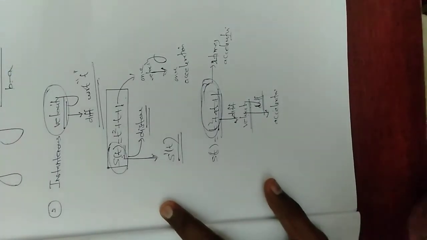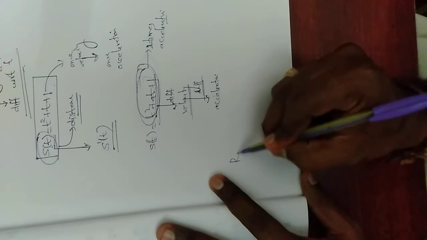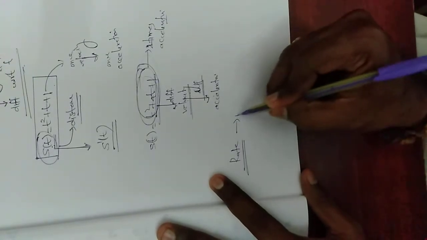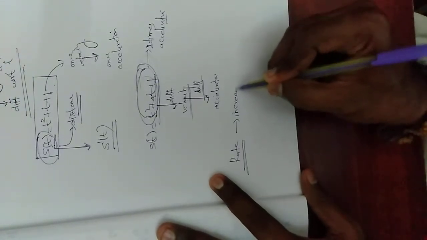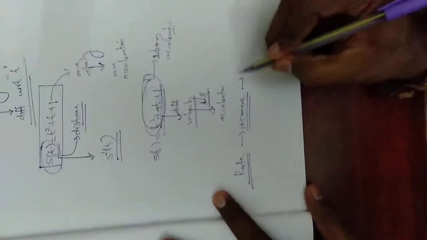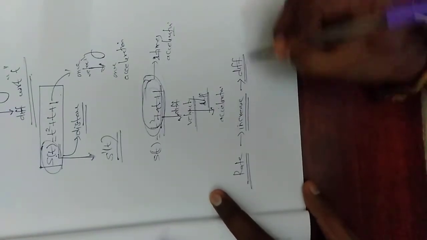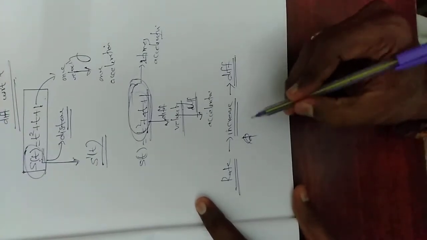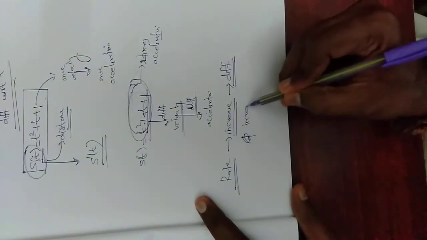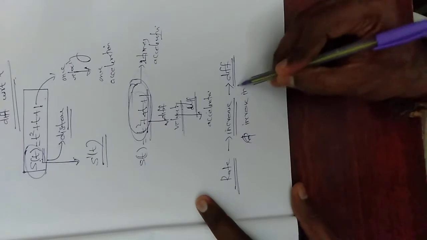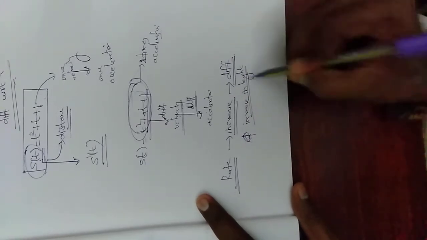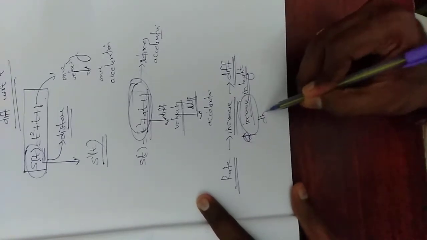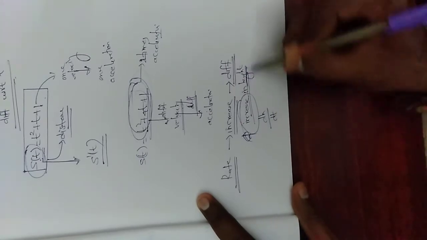I want to say another thing. Whenever the word rate or increase comes, it means I need to differentiate. Suppose the question says increase in height. Increase comes, so it means dh by dt. Here h means height.